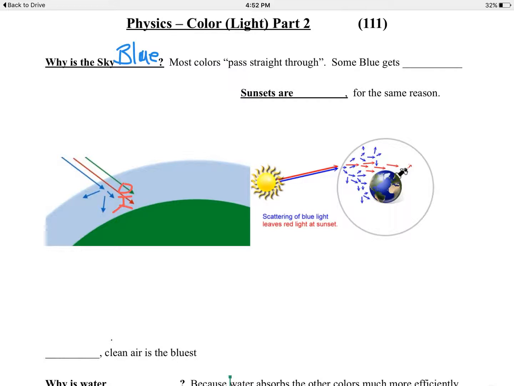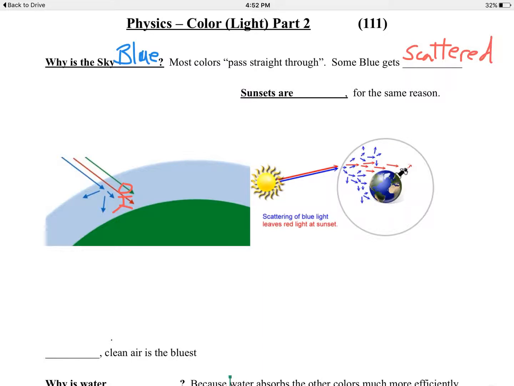So the atmosphere at the base level is blue, or the sky is blue, because blue light is coming from that area into your eyes. And the source of that light is the sun, but what happens is most of the colors pass straight through the atmosphere very efficiently, but blue, at least part of it, not a large part, gets scattered.